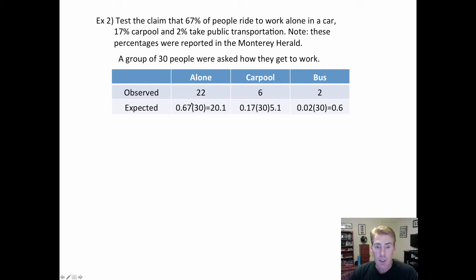So then for each category, I use n times p, so 67% of 30. So in theory, this should have been 20.1 people. In theory, this should have been, there's an equal sign missing right here, equals 0.51. In theory, this should have been a 5.1, and in theory, this should have been a 0.6. Next, why does that say 32? Make this a 30, sorry. N equals 30 people. Categories 3.